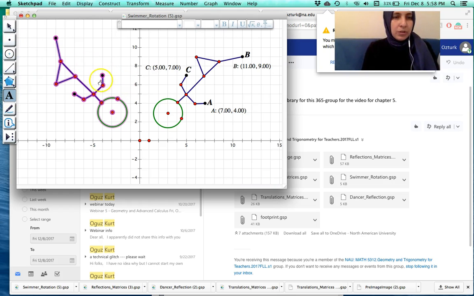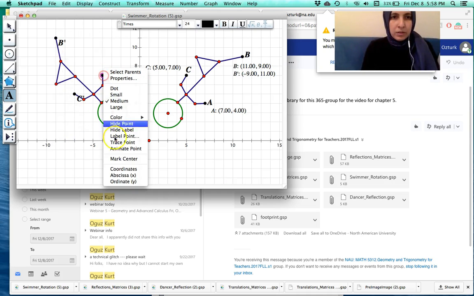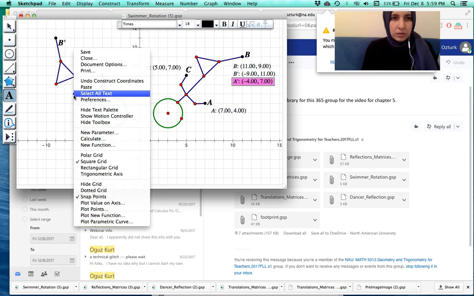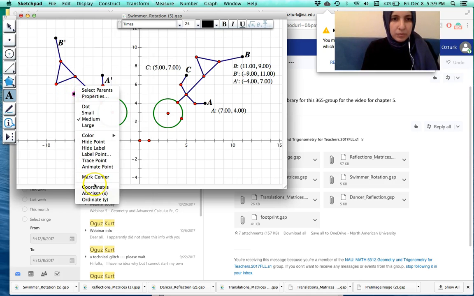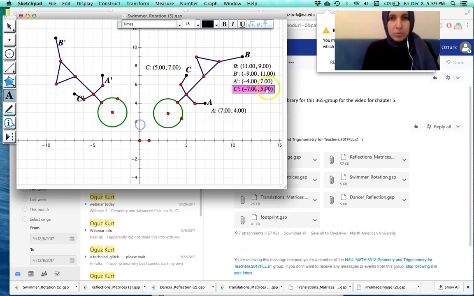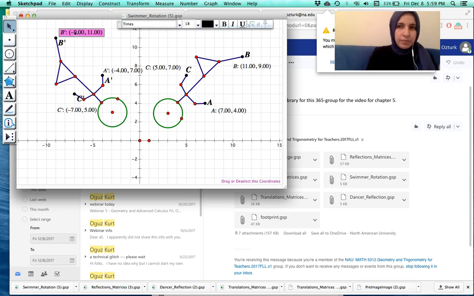Another stick figure, which is made by rotating. And then A', C', and B'. Let's find the coordinates of them. Yes, C', A', and B'. I found the coordinates, as you see.